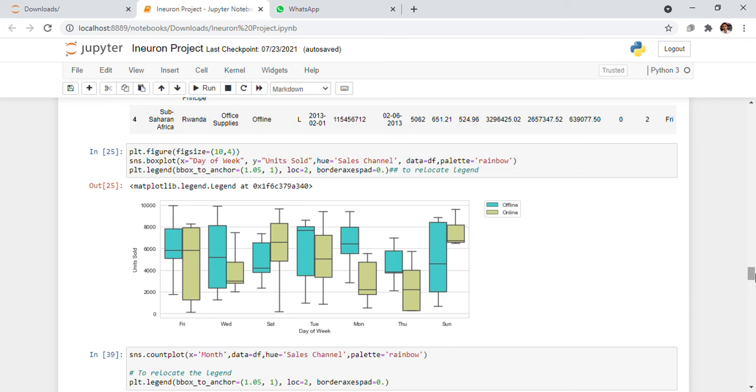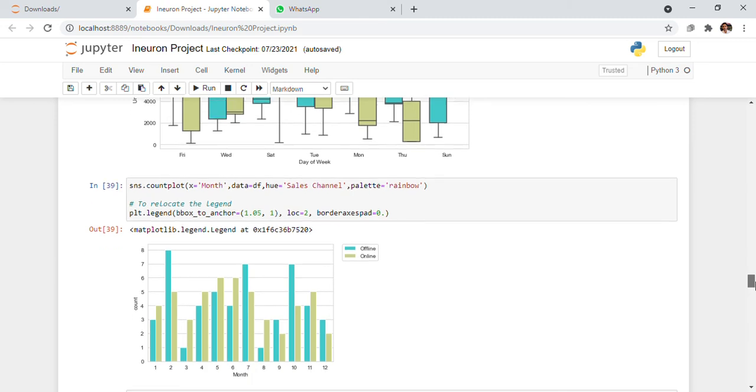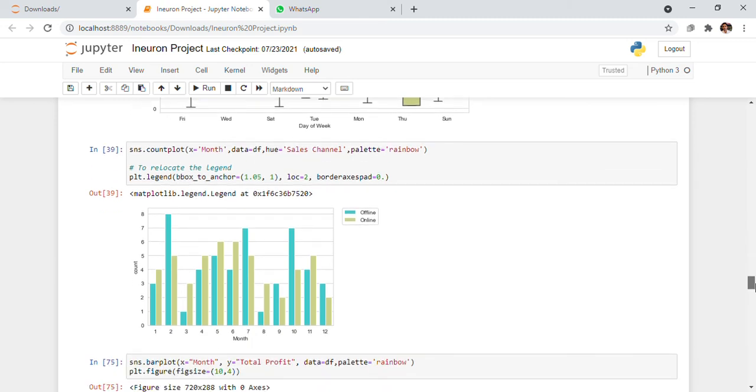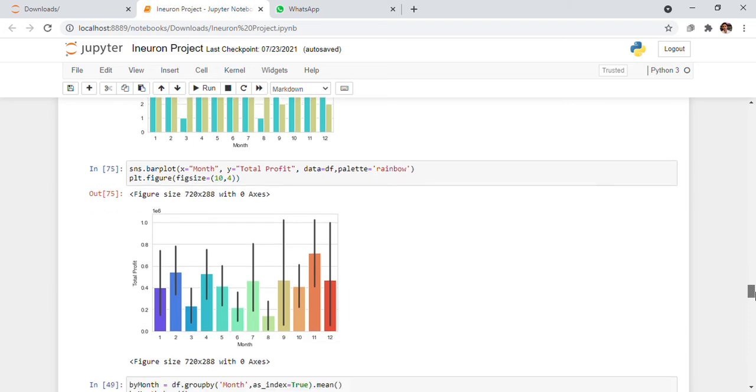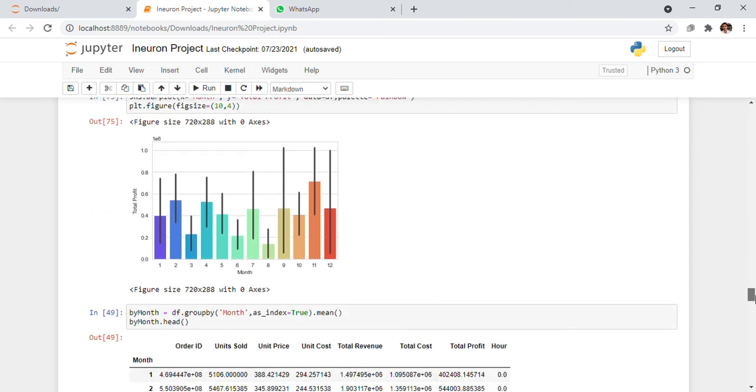So here in this box plot you can see the units sold and days of week, and here the hue is sales channel. So on Friday, in offline mode, the units sold is a little bit less than 8,000, and in online mode on Friday the units sold is equal to 8,000. So you can differentiate the values on different days of the week here. So this is also a kind of count plot, a bar plot. Basically this is also showing some relationship.